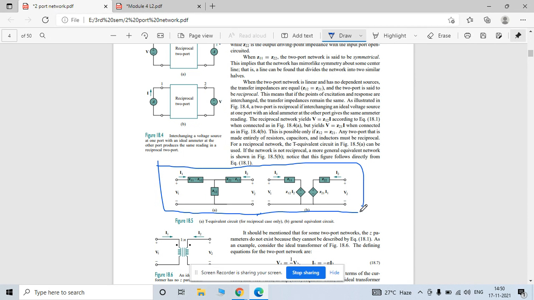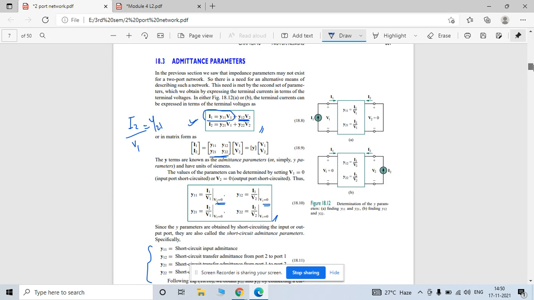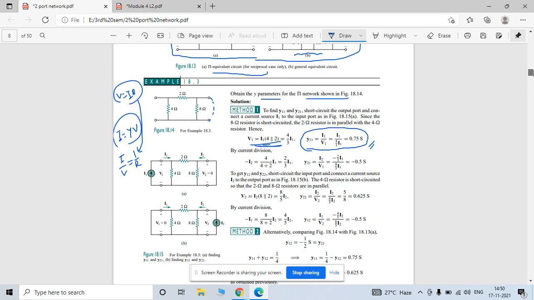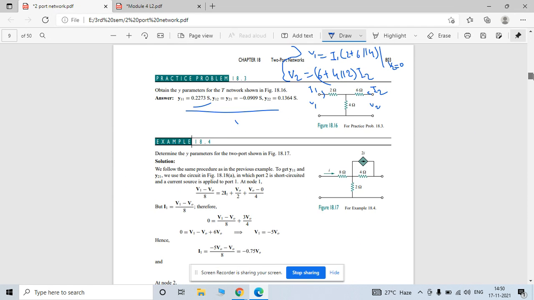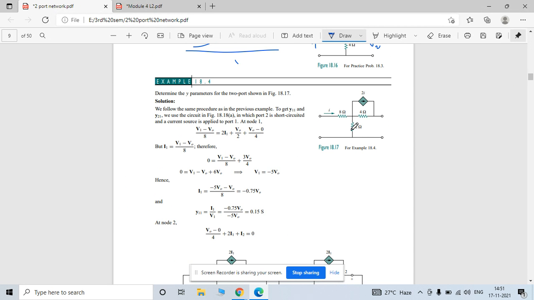Okay, so first of all you have to make your circuit in this format. Then you can compute these parameters from this. Now here, okay, now see, yes, so these are the y parameters and how to proceed. I hope this is clear. Now see this solution. This is nothing but your equivalent T network, right?